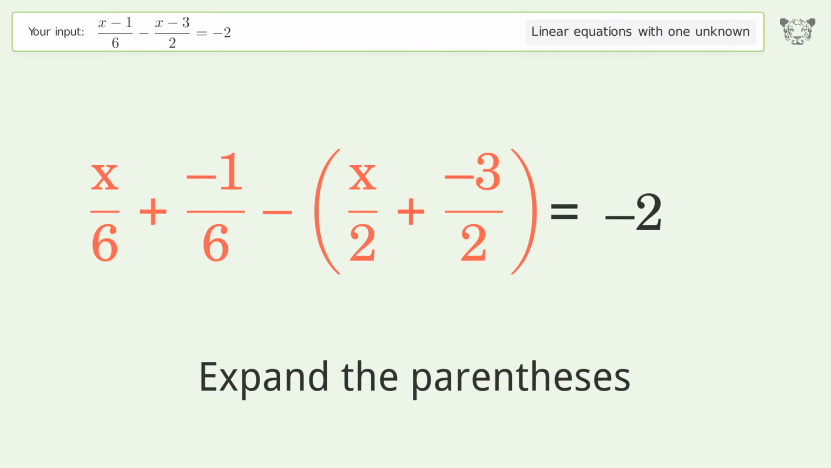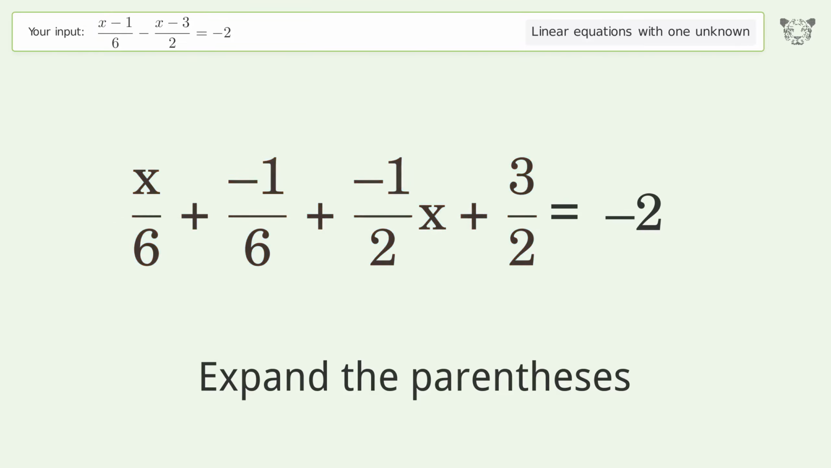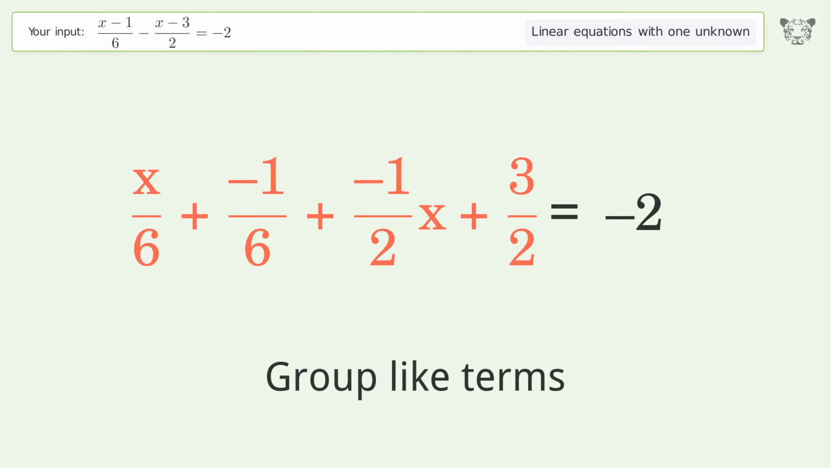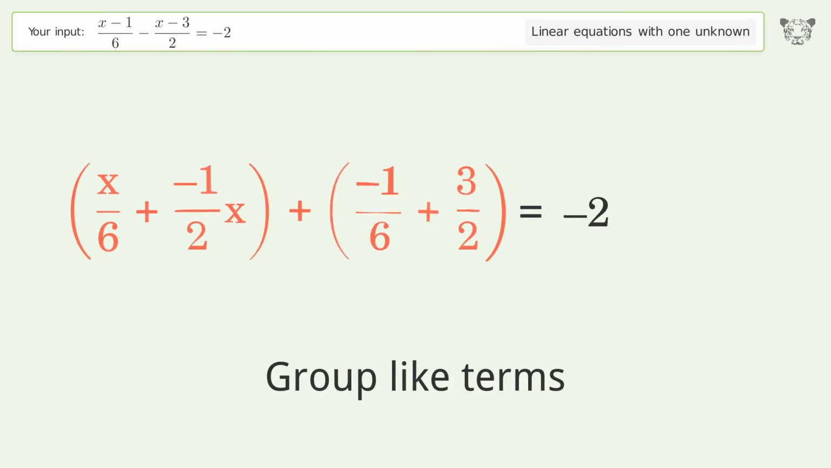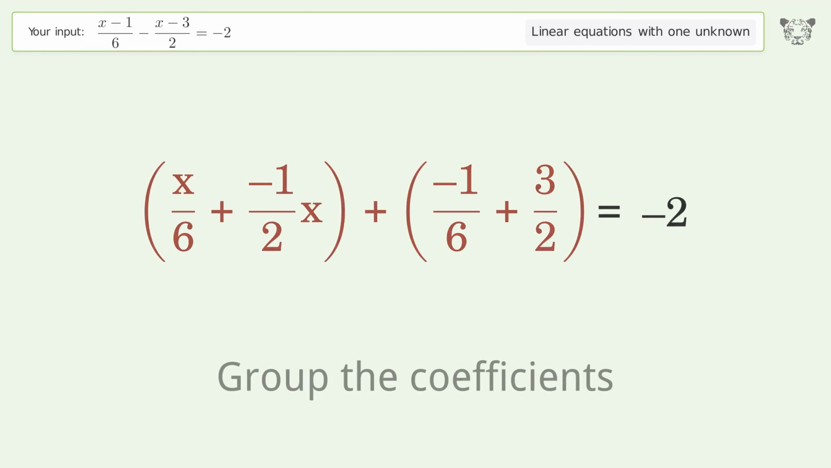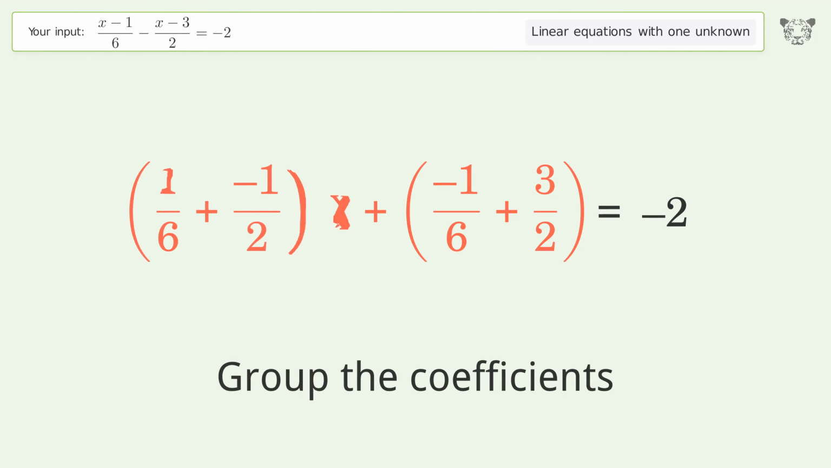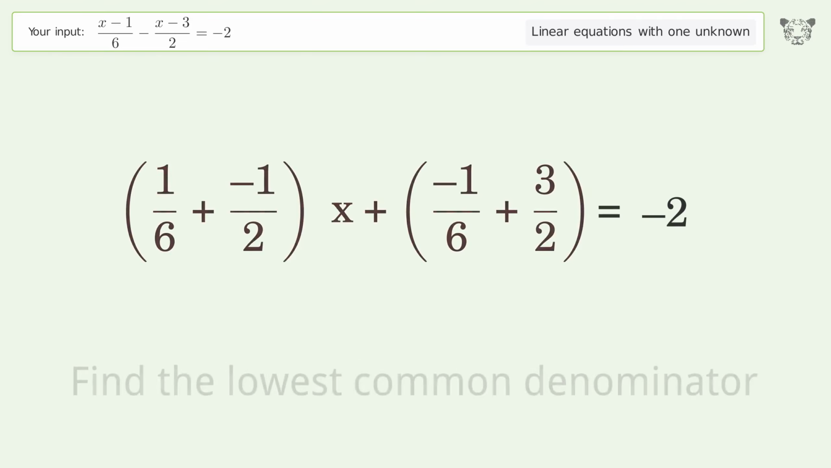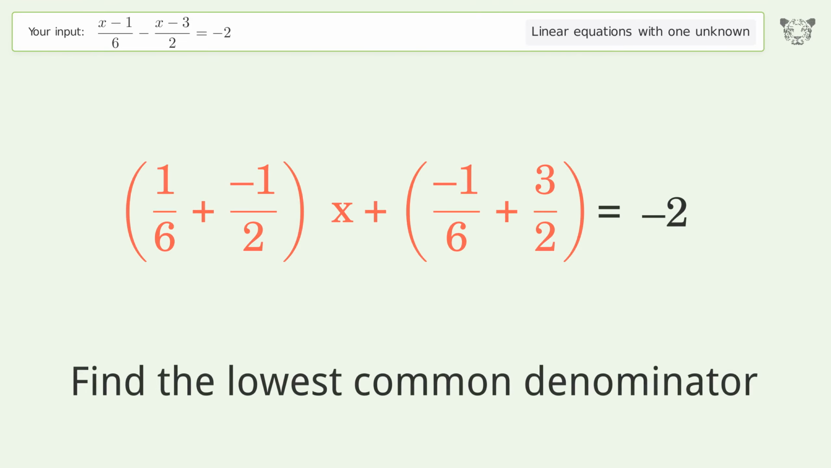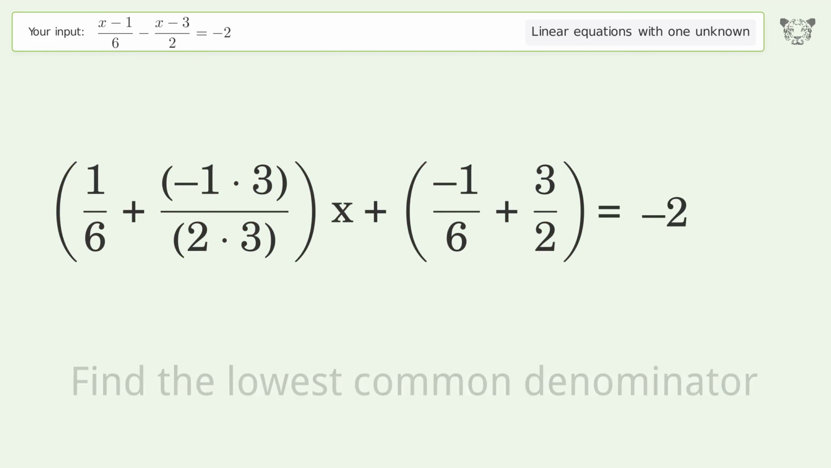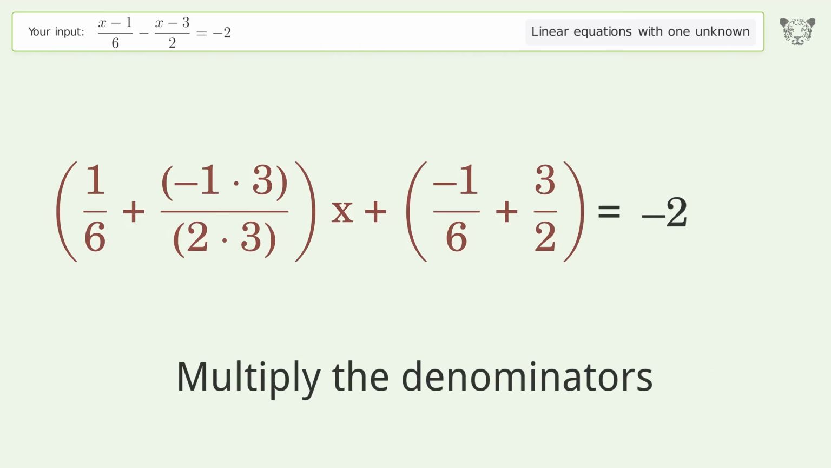Expand the parentheses. Group like terms. Group the coefficients. Find the lowest common denominator. Multiply the denominators.